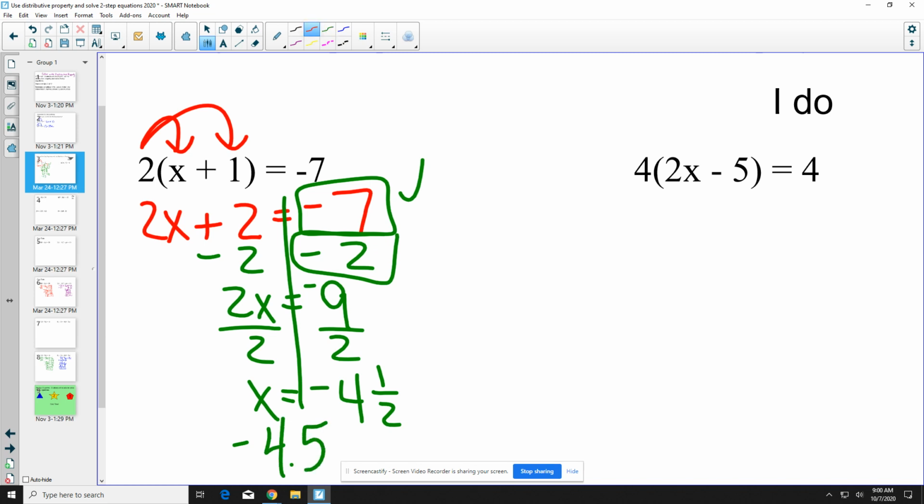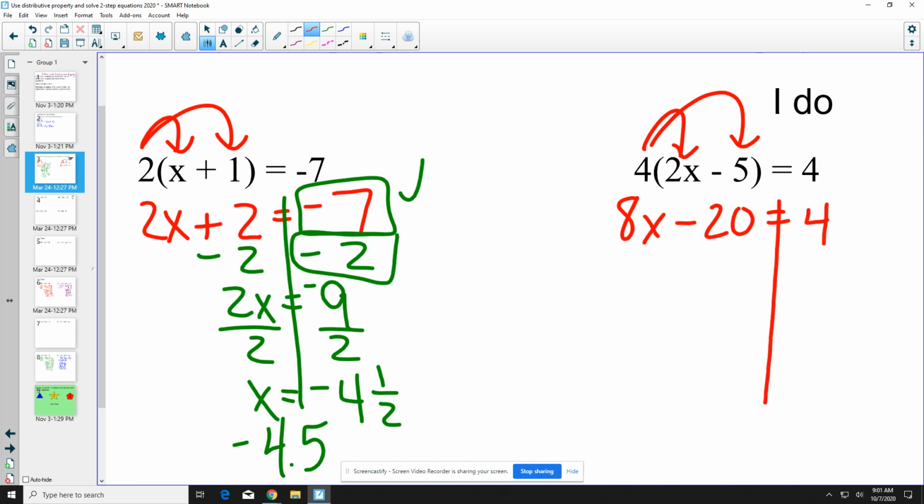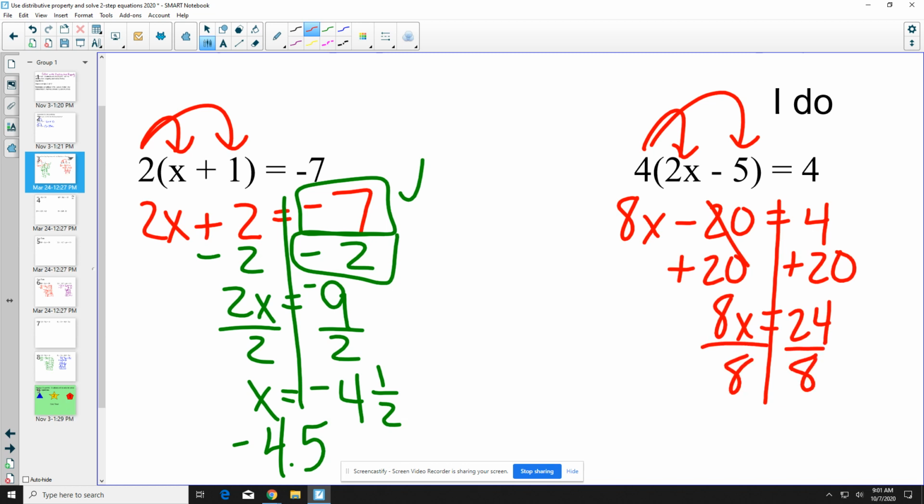All right, so here's what we're trying to do today. Watch this one. We're going to take 4 times 2x to get 8x. 4 times -5 to get -20. So first you use the distributive property, then you draw your line, and you're solving a two-step equation. Remember, when you solve, your first step is add or subtract. So I notice there's a -20. I'm going to do the opposite of -20. I'm going to add 20 to both sides. So -20 and +20 cancel. Bring down your 8x. 4 plus 20 is 24. Divide both sides by 8. Your answer would be x equals 3.